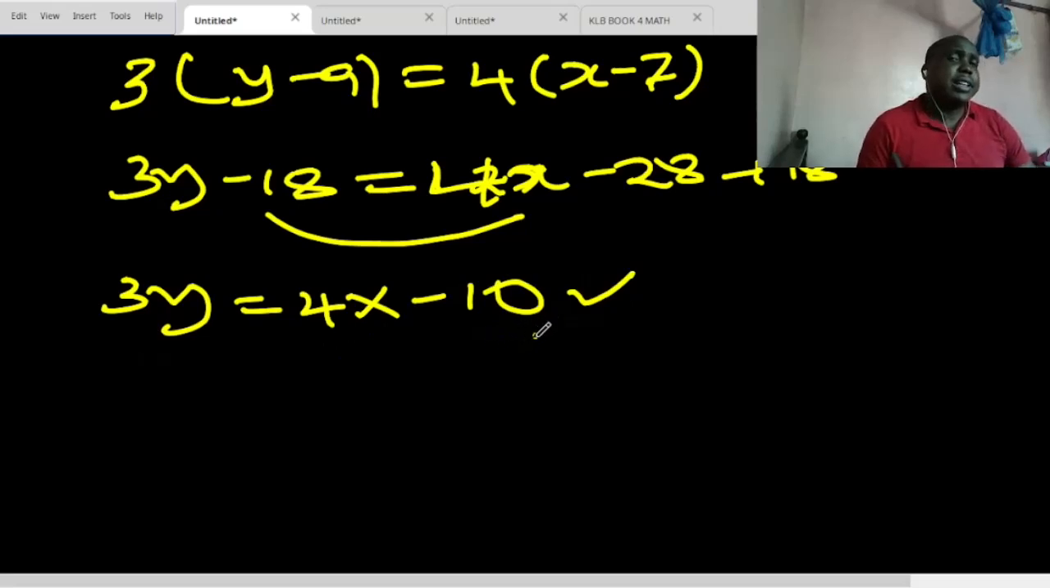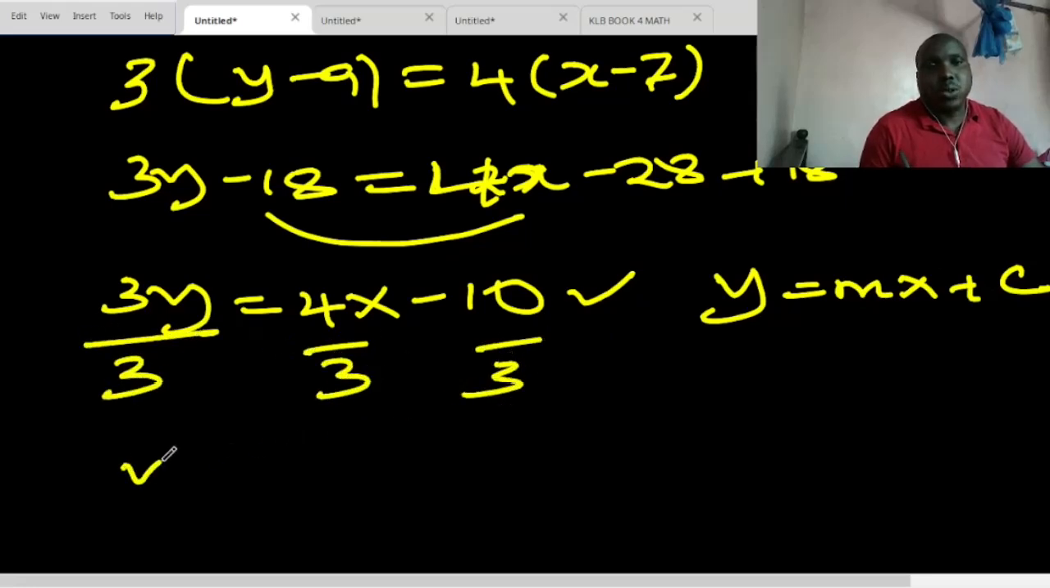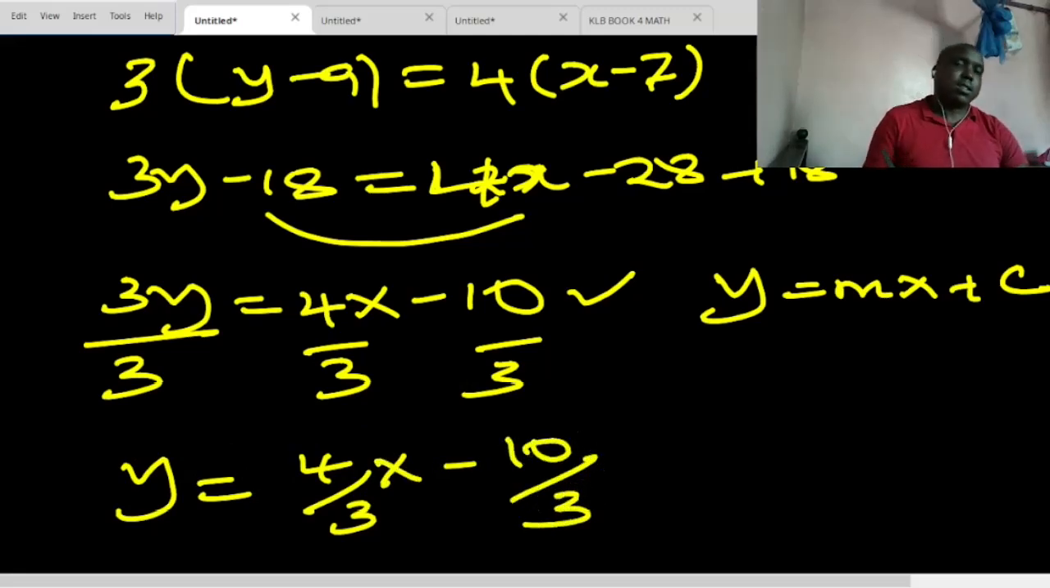But if you are asked to write your equation in the form of y is equal to mx plus c, then you need to simplify further and divide by 3, divide by 3, divide by 3. So y is equal to 4 over 3 x minus 10 over 3. So we have finished the equation of that straight line. This is the knowledge we need to utilize in form 4 when we are doing the equation of the curve, the tangent, and the normal. Right?